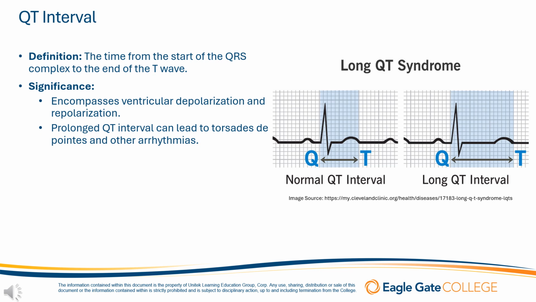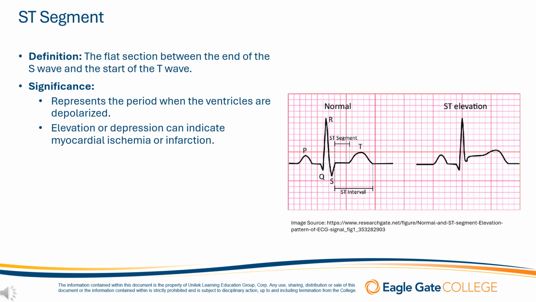For patients who have a prolonged QT interval, management may include discontinuing or adjusting medications, correcting electrolyte imbalances, and treating underlying heart conditions. In some cases, patients may require an implantable cardioverter defibrillator, or ICD, to prevent sudden cardiac death from arrhythmia. The ST segment is the flat section of the ECG between the end of the S wave and the start of the T wave.